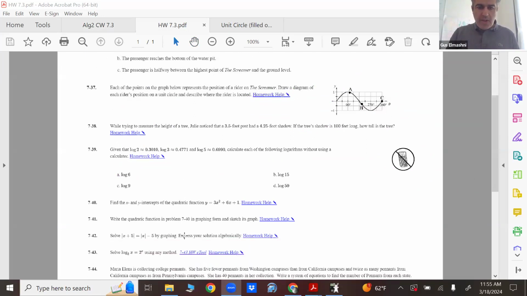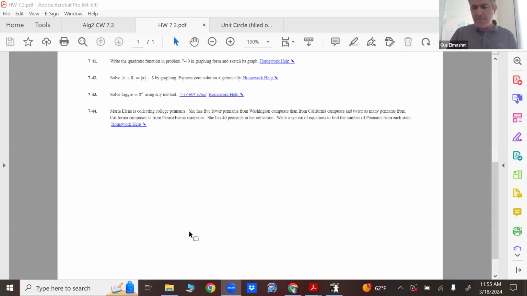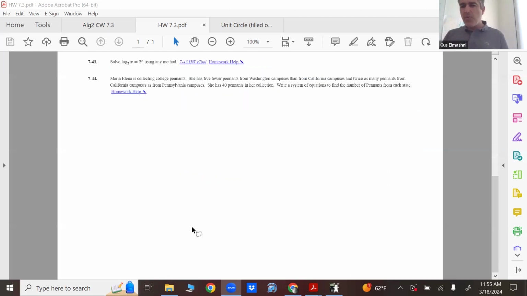More trig stuff, log stuff, old stuff here. And then something on systems of equations. I'm not sure you have enough room to do it on this paper, so you might need to use a separate piece of paper. We've got 15 minutes.